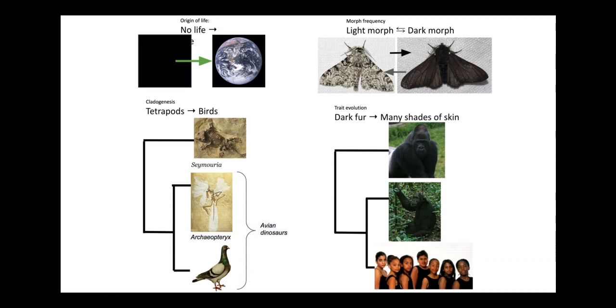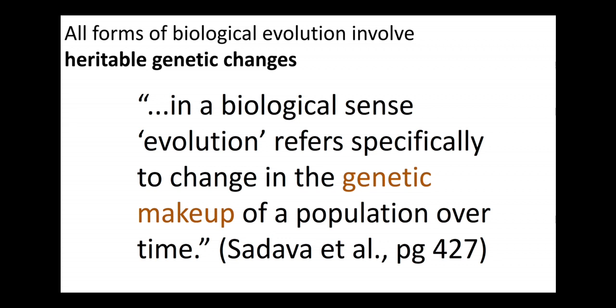So what are their common similarities? Underlying all of these, in order for all of these processes to happen, there needs to be heritable genetic change. So all forms of biological evolution involve heritable genetic change. This quote from Sadava et al., the textbook Life, the Science of Biology, states it pretty well. They say, in a biological sense, evolution refers specifically to change in the genetic makeup of a population over time.